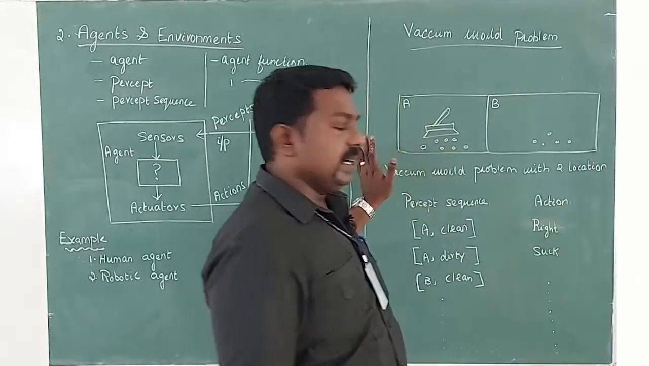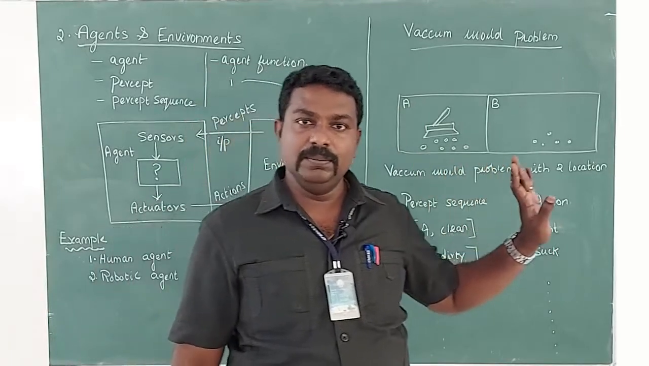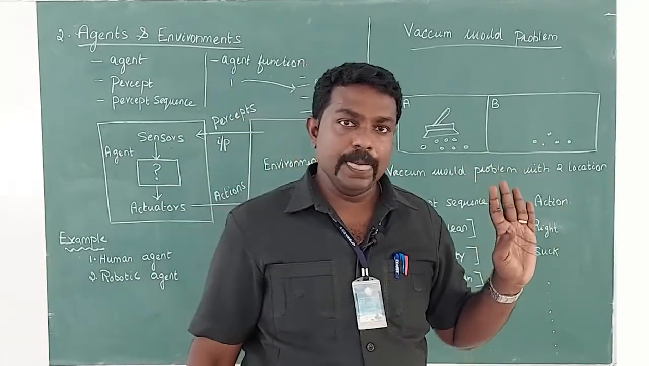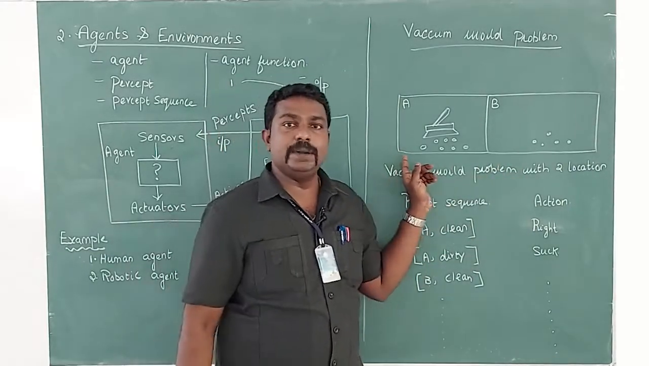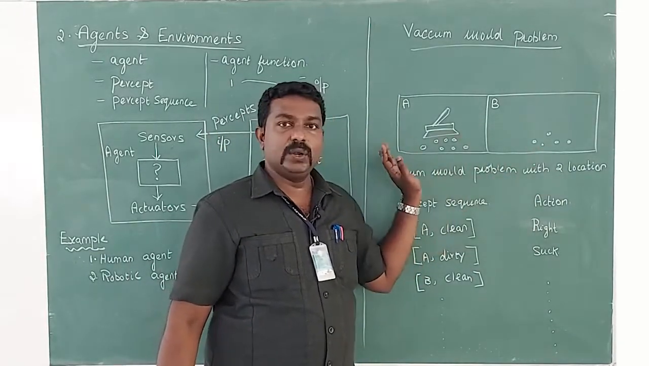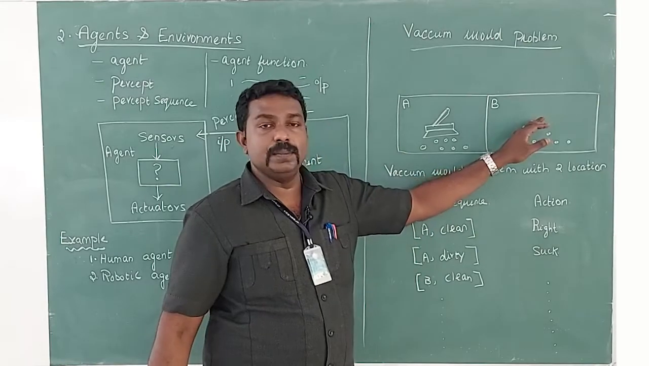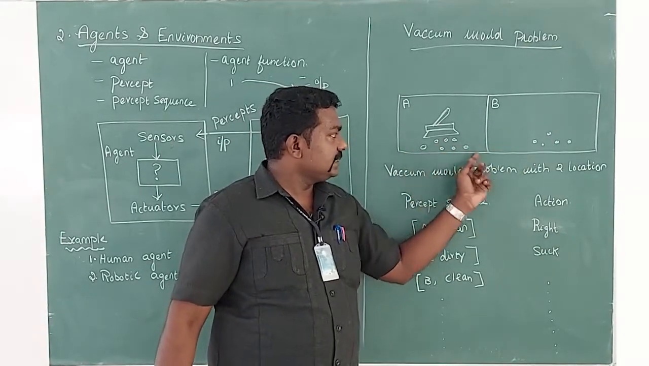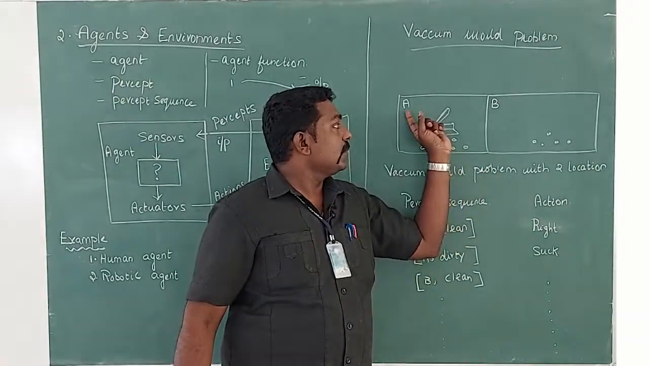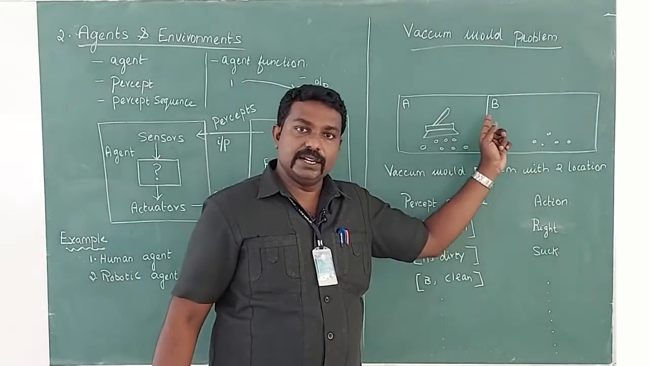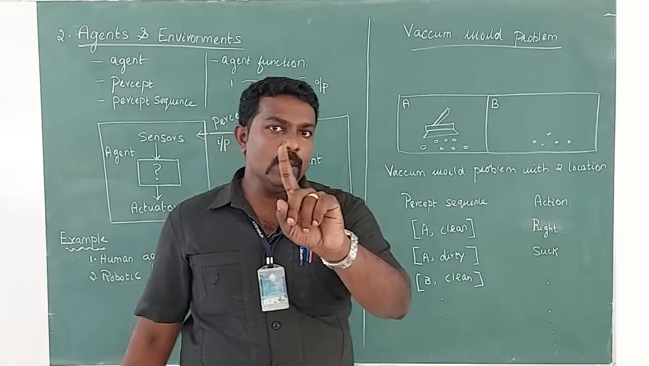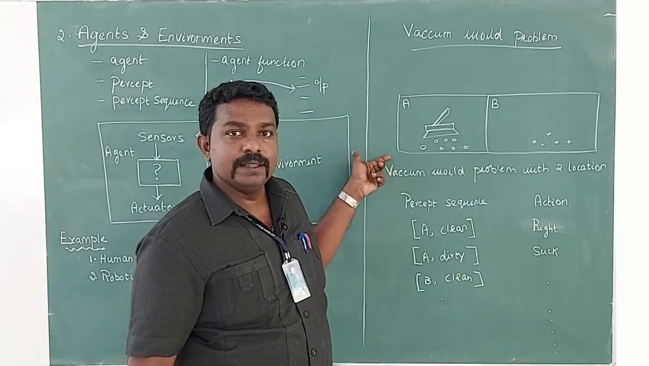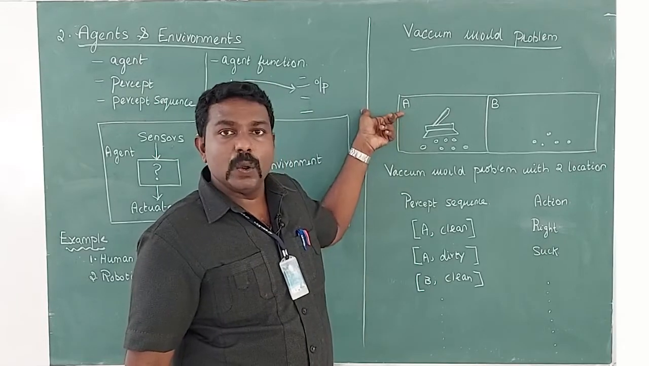So here what we are considering is a toy world problem where we have a vacuum cleaner to clean the rooms. If you see this example, there are two locations, A and B, and I have dirt in both locations. This represents dirt in location A, and dirt is also present in location B. There is only one vacuum cleaner. Where is the vacuum cleaner present now? The vacuum cleaner is present in location A.